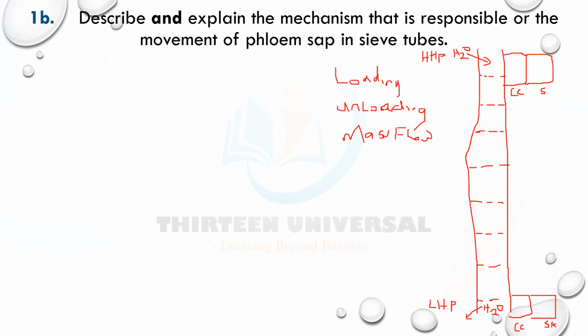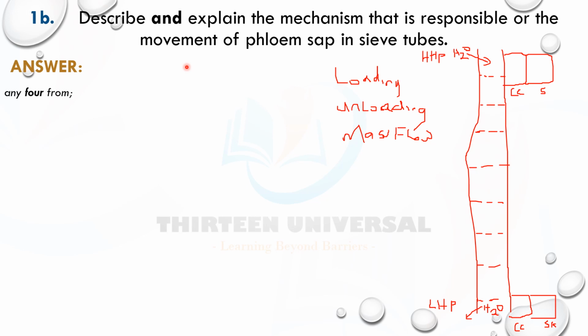So unloading sets up low hydrostatic pressure, loading sets up high hydrostatic pressure, and that creates a hydrostatic pressure gradient. So we can now bring in mass flow. Therefore, sucrose now moves from the source to the sink down the hydrostatic pressure gradient by mass flow. Okay, that is all they wanted to explain here. All right, let's see what the mark scheme says.